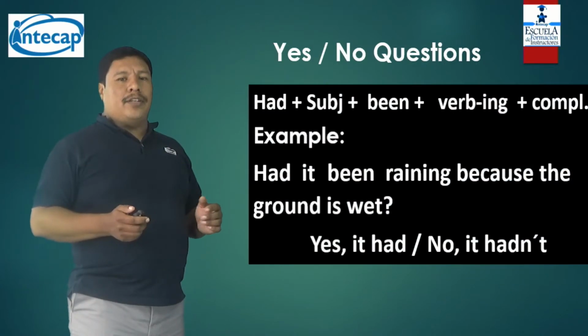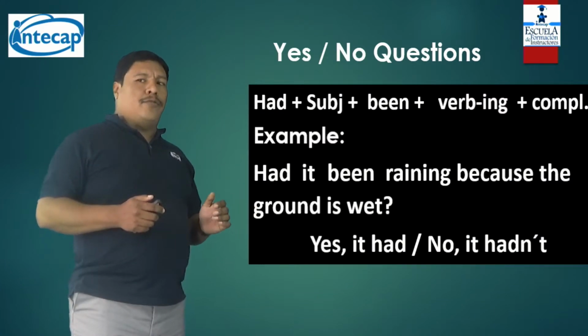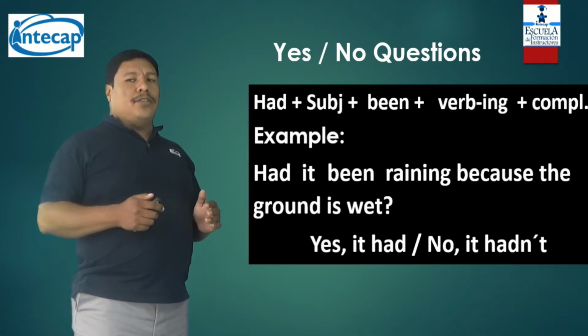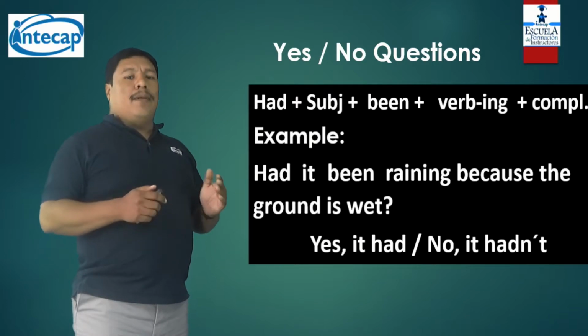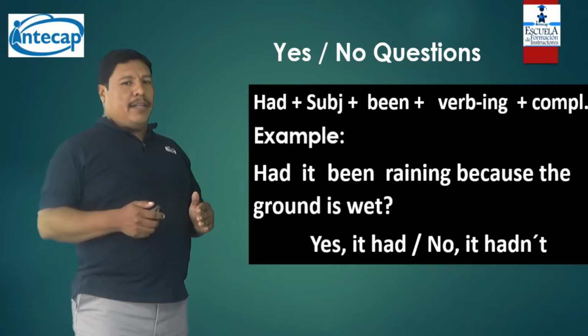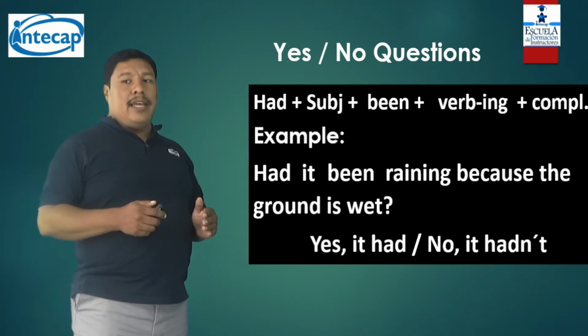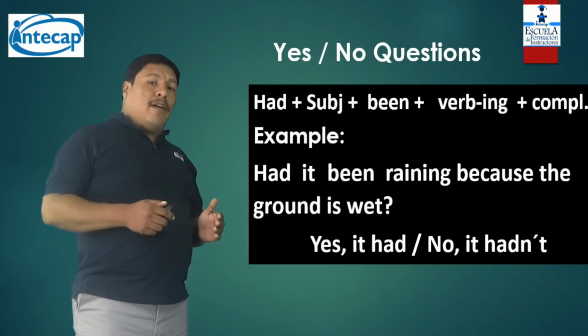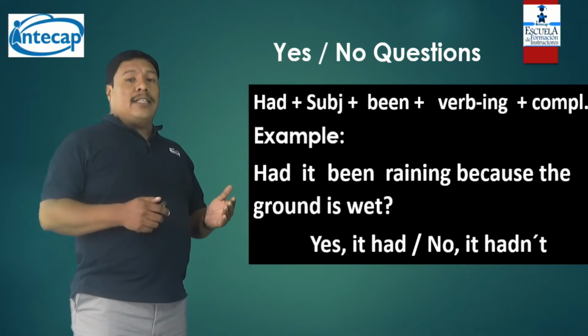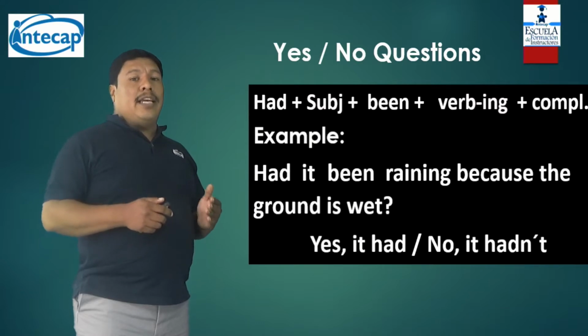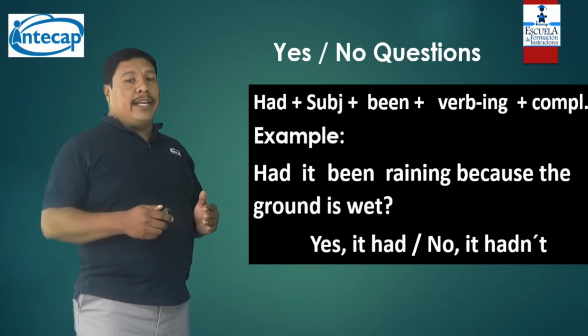When we use yes/no questions, we are going to use the following structure: had plus the subject plus been plus the verb ing and a complement. For the following example, we should say, had it been raining because the ground is wet? For this case, we're going to use short answers: yes it had or no it hadn't.